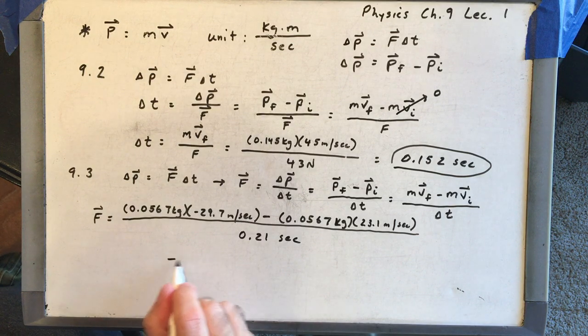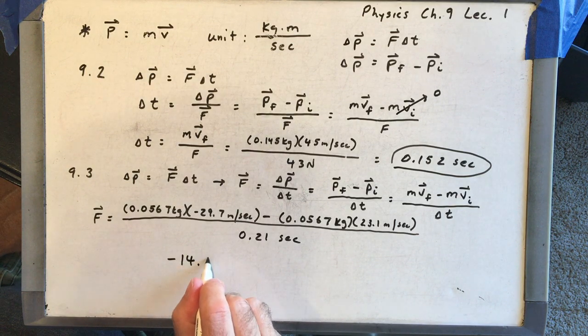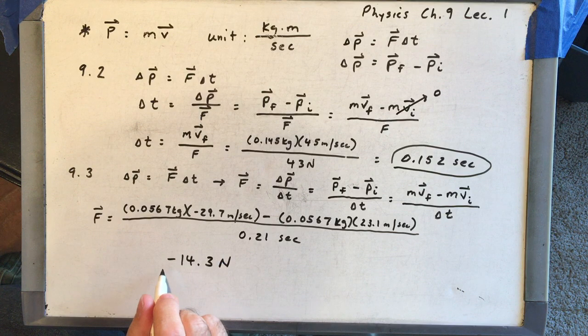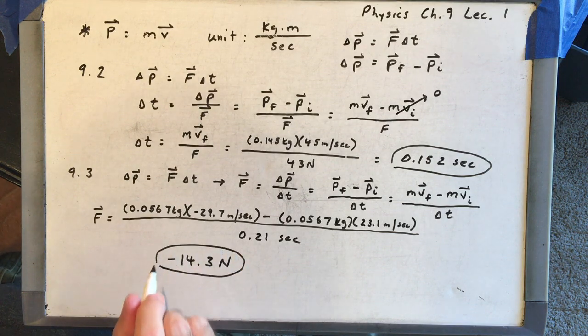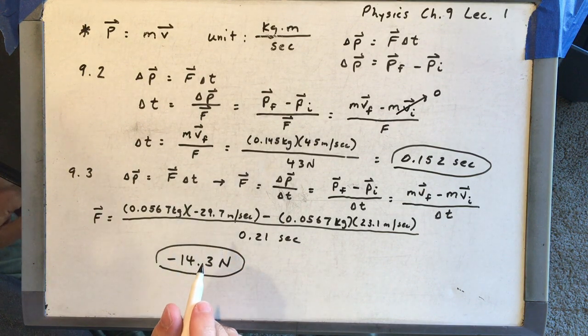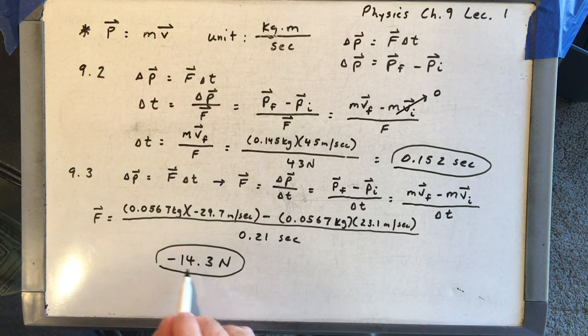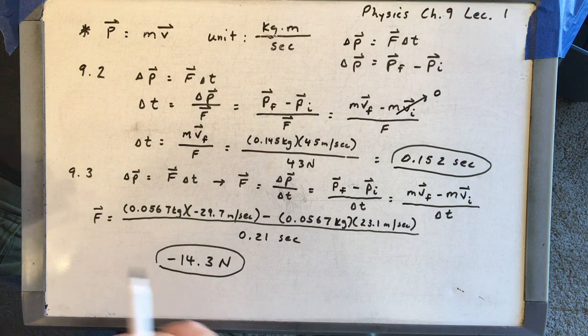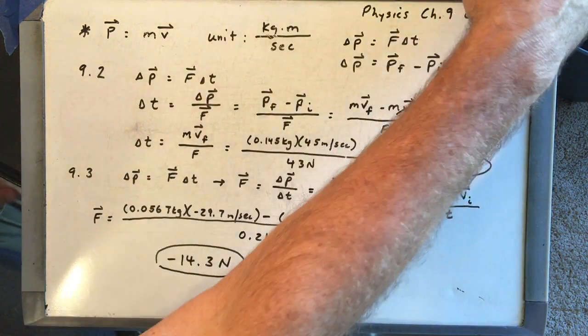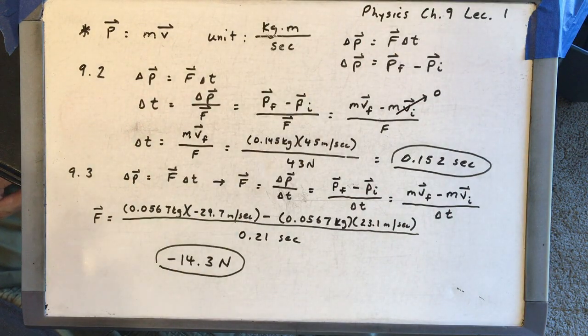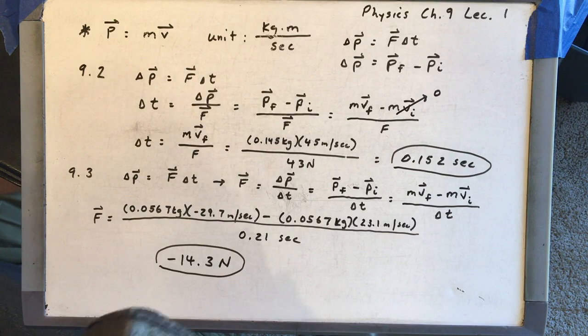And you will get minus 14.3 newtons. It's okay that it's negative. It just means that the force is going in the negative direction, because the ball is returned in the negative direction. So that does make sense there. Okay, pause the video if you need to. I'm going to erase this and we will finish up the lecture momentarily.